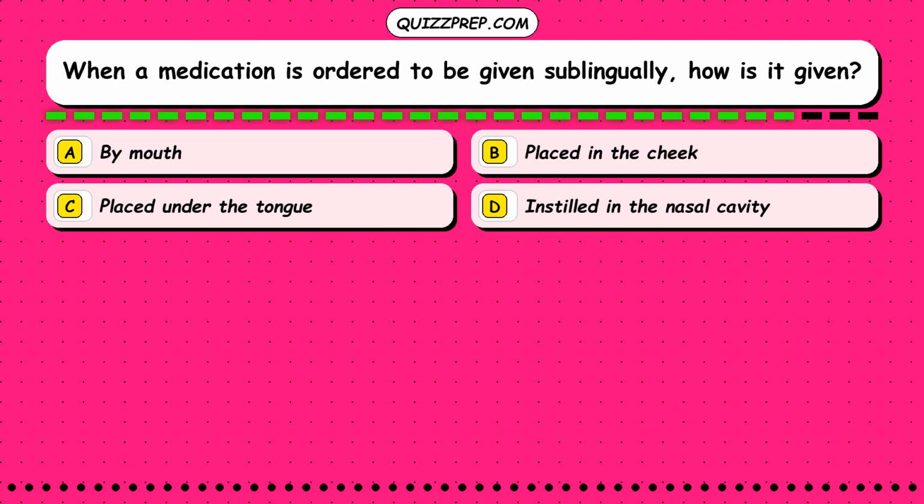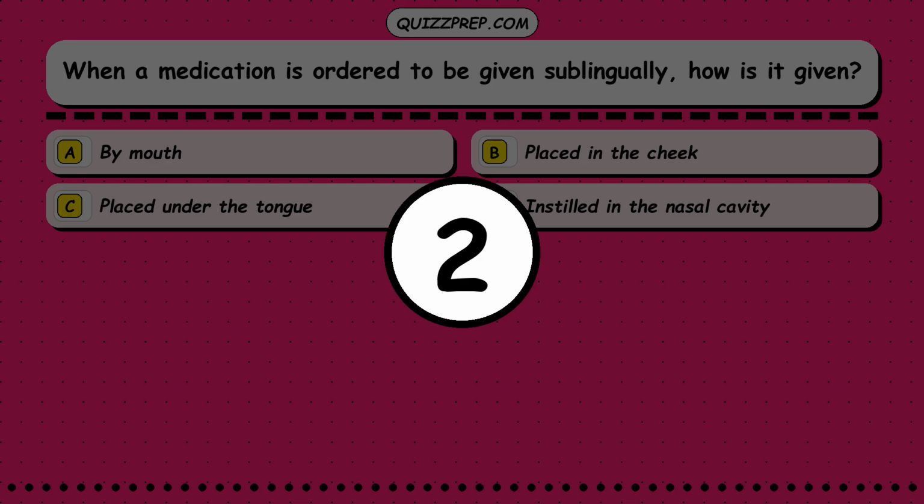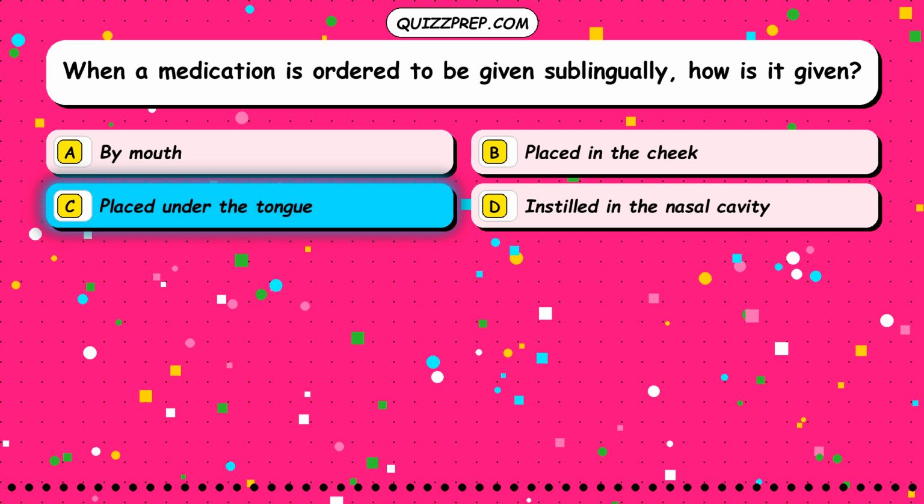Question 18. When a medication is ordered to be given sublingually, how is it given? Option A, by mouth. Option B, placed in the cheek. Option C, placed under the tongue. Option D, instilled in the nasal cavity. The correct answer is option C, placed under the tongue.